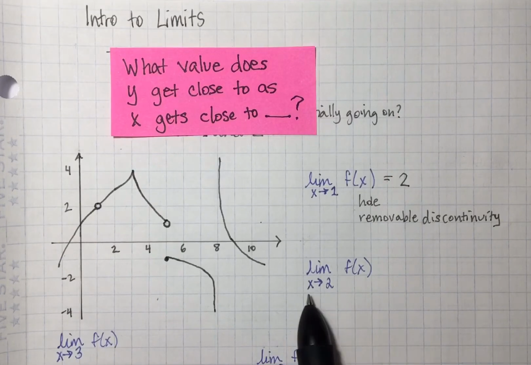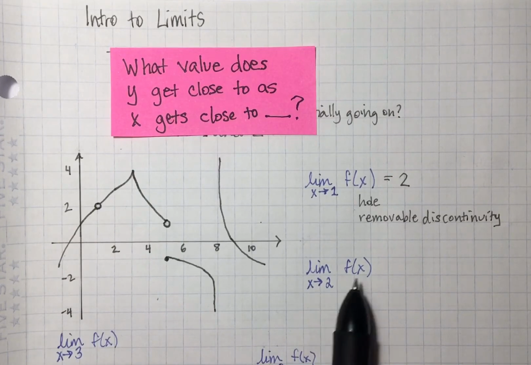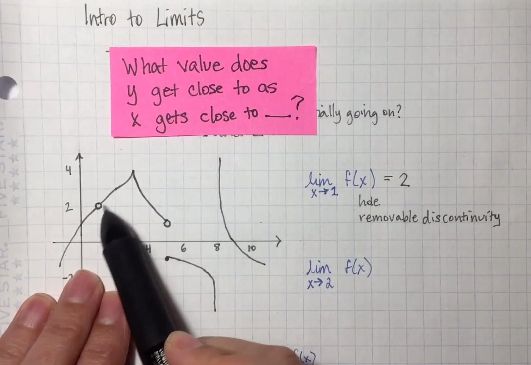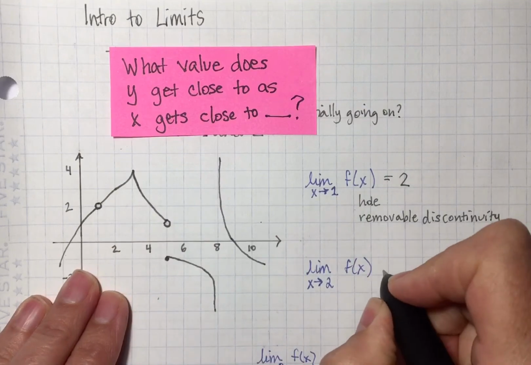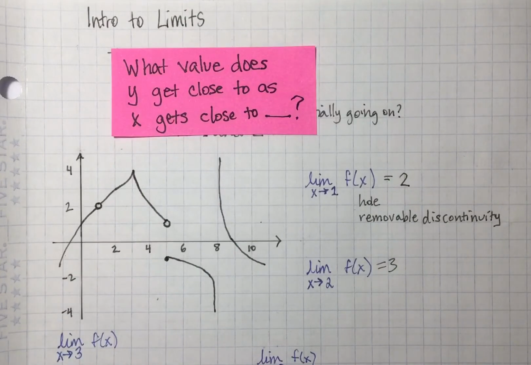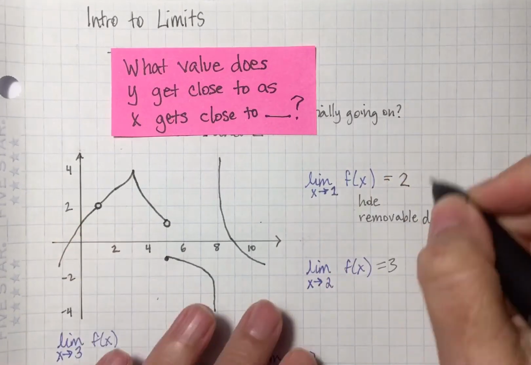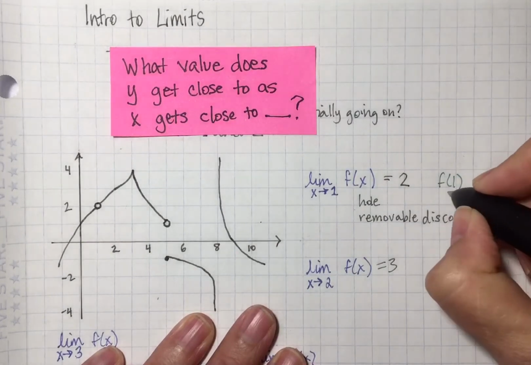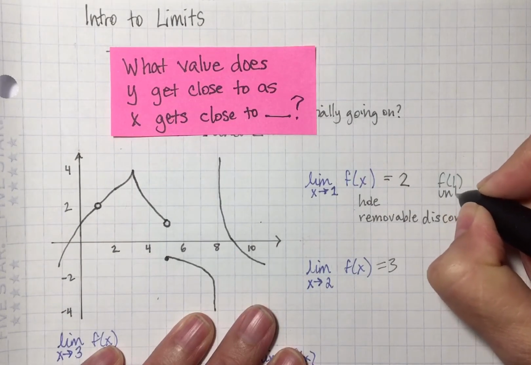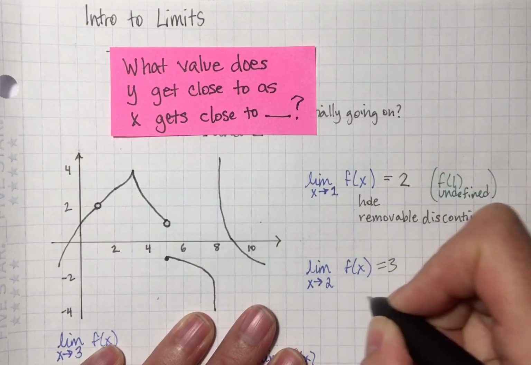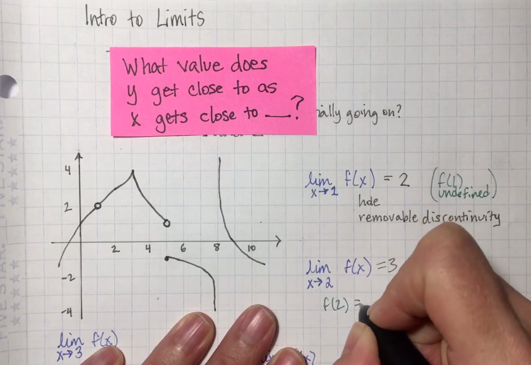Okay, moving on. So the limit as x approaches 2 of f of x, I can look at this and go, oh, as x gets close to 2, y gets close to 3. There's my limit. Now here's the weird thing with limits, and this is why the confusion sometimes happens. In the case of x equals 1, f of 1 is undefined. There is no y value for f of 1. But f of 2 is 3.